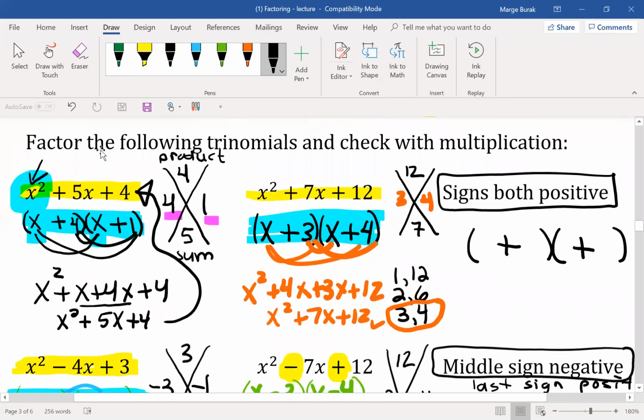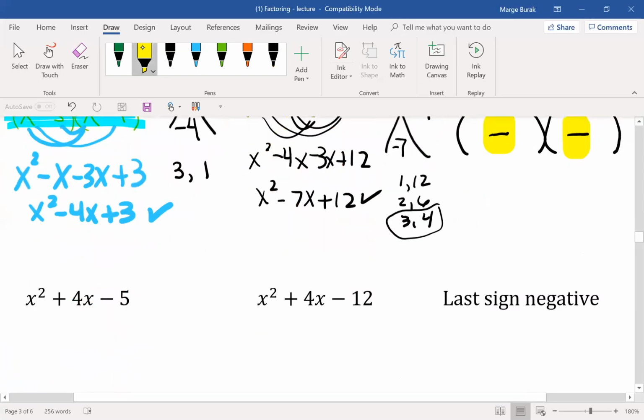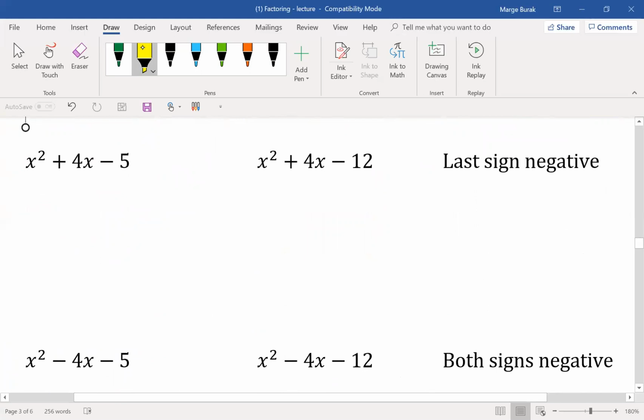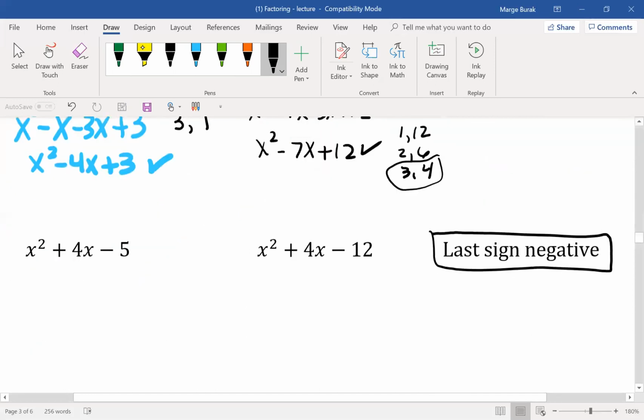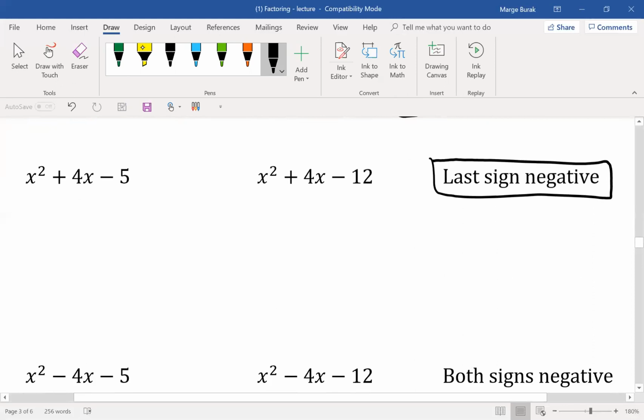Okay, so I'm going to go back up to this one. If both signs are positive in your trinomial, that means this positive and this positive, then these will definitely both be positive. If the middle sign is negative and the last term is positive, then you will have two negatives. Now we have this one again. This one's going to be different: the last sign is negative, but the middle sign is positive. Then that's going to be another little pattern.